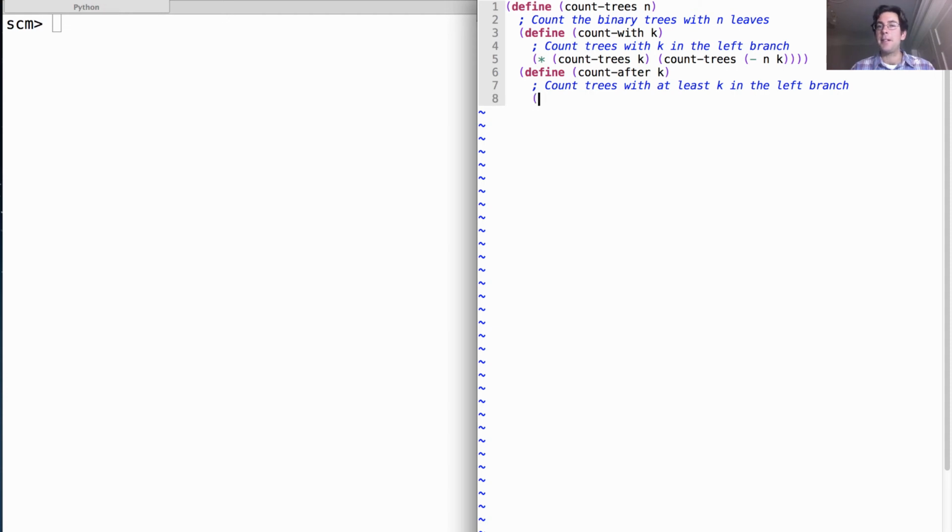And here we'll have a recursive definition where the base case is when k is all the way up to n. Then we don't have any such trees. Otherwise, we want to sum together what happens when we count the trees with k in the left branch, and we count all the ones that have at least k plus 1 in the left branch.